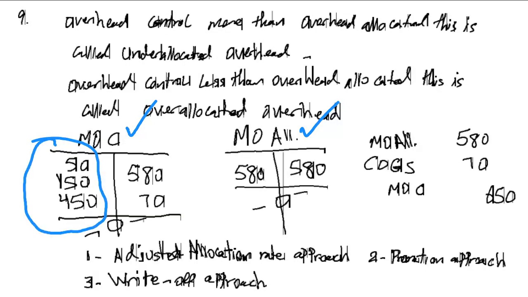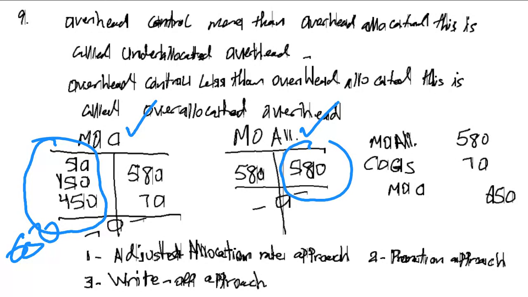If you add them up, you get 50 plus 150, 200 plus 450, you get 650 on the debit side. But if you remember, we estimated our manufacturing overhead would be $580. So that was this number on the credit side. So there is a difference between these two numbers. That's fine. We're going to take care of that. Most of the time, it's like that.